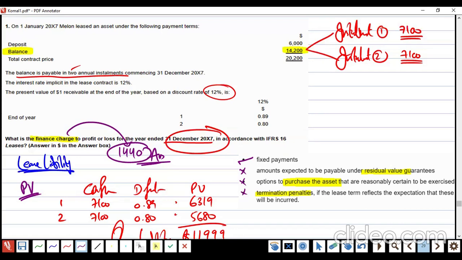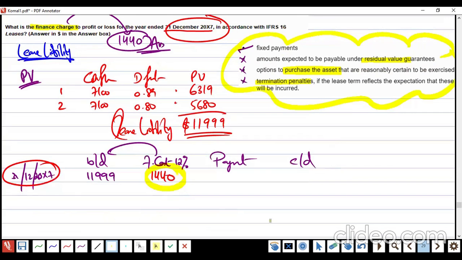It's a normal lease, and for a normal lease, the interest applies on the lease amount, and the lease amount is the sum of this table, right? So the answer is 1,440, nothing else. Any questions now? No. The next question is going to appear on your screen now.